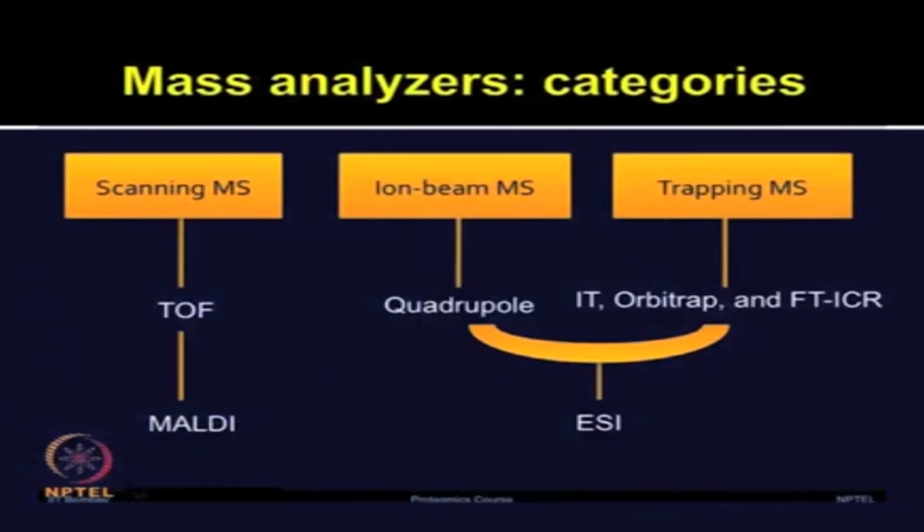Now, mass analyzers can be categorized broadly into scanning MS, ion beam MS and trapping MS. Scanning MS is more commonly used with the TOF, which is further coupled with the mild ionization sources. The ion beam MS is commonly used for the quadrupoles, whereas trapping MS is for the ion traps, Orbitraps and FTICR. All these can be coupled with electrospray ionization, ESI. Now, let us discuss some of the important mass analyzers in a little more detail.